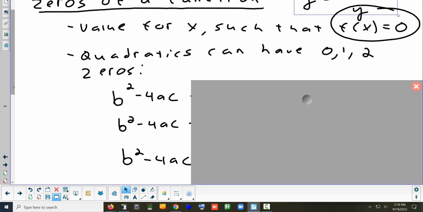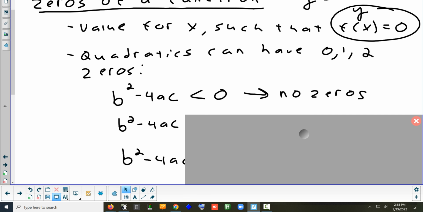So there's 3 cases. It can cross 0 times, 1 time, or 2 times. If you figure out what b squared minus 4ac is, and it comes out negative, okay? If this comes out less than 0, then that means your graph will never cross the x-axis, which means there is no number you could plug in for x to get 0 for y. At least no real number. But for now, that's all we're interested in, real answers.